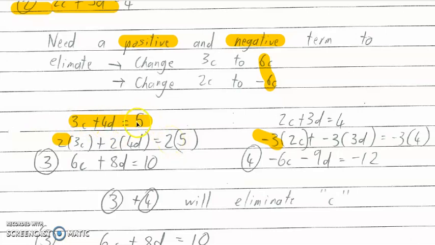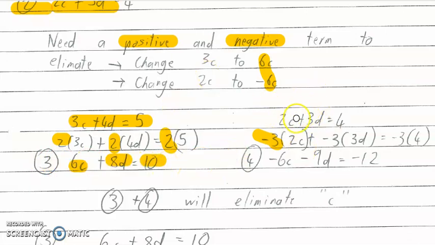So, here's equation 1. 3c plus 4d equals 5. I have multiplied every single term in this equation by positive 2. So 2 times 3c is 6c. 2 times 4d is 8d. 2 times 5 is 10. And that gives me equation 3.